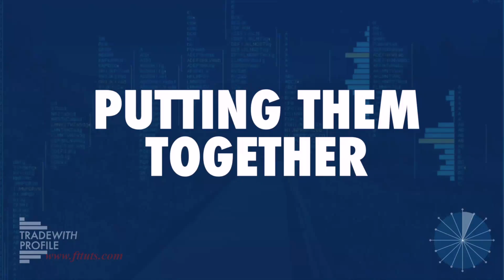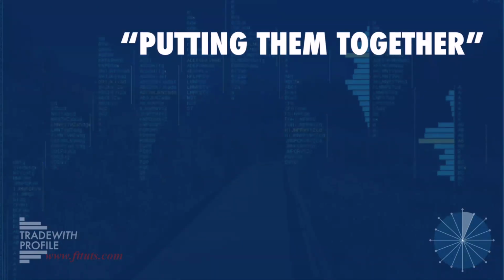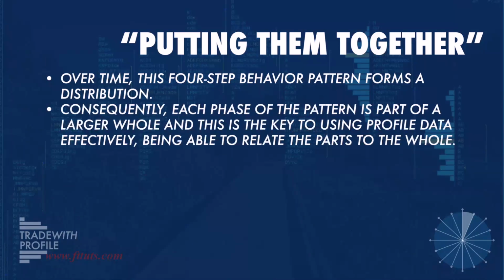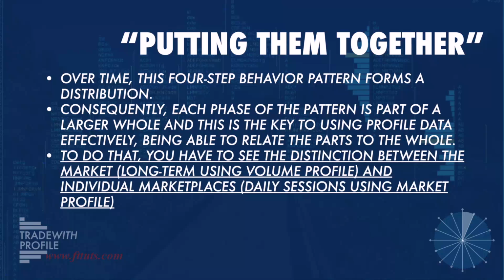Now, let's put them all together and then look at some more examples. So over time, this four-step behavior pattern forms what we call a distribution in the auction. It's not terribly important that you understand that, but each phase of the pattern is part of a larger whole. And this is key to using profile data effectively, because you can relate the parts to the whole, the day time frame versus the long-term time frame. Meaning, you can see the distinction between the market using the long-term volume profile and individual marketplaces or day sessions using the market profile.